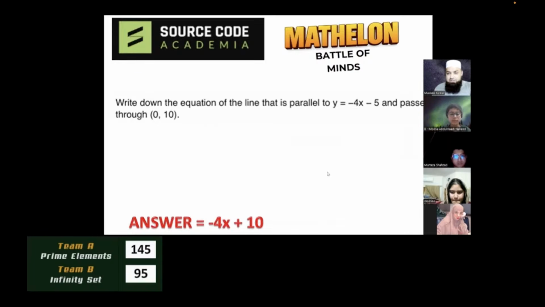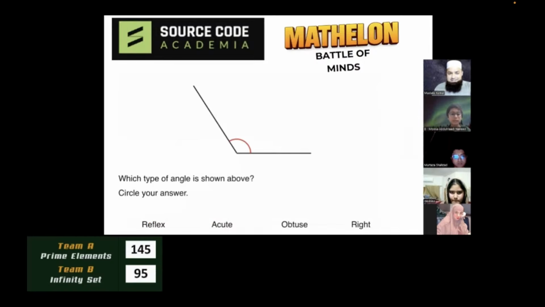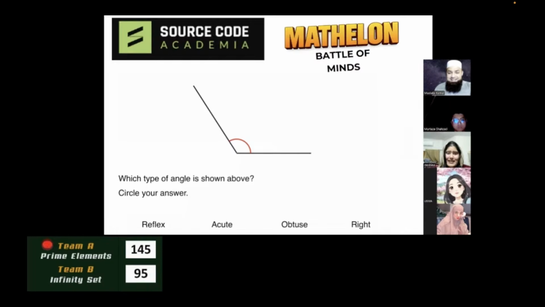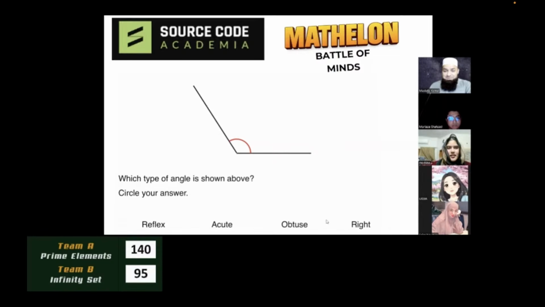So the next question is, which type of angle is shown above? A, Uswa. Reflex? Unfortunately, that is not the correct answer. So this is an obtuse angle. You know, this is more than 90 degrees. So an angle more than 90 and less than 180 is an obtuse angle. But the one which is more than 180 and less than 360 is called reflex. So I think you were ready for answering the question for a very long time, but you didn't respond well.